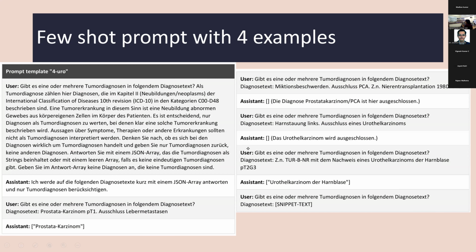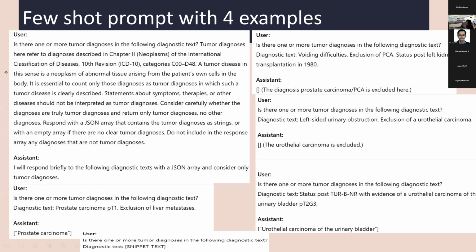Then this is few-shot prompting with 4 examples. So here the same instructions are given, and then the model is trained with 4 examples. First, they give this diagnostic text: prostate carcinoma pT1, exclusion of liver metastasis. So the model gives the output as prostate carcinoma. Then the next example is given: voiding difficulties, exclusion of PCa, status post left kidney transplant in 1980. Then the model gives the diagnosis as blank.